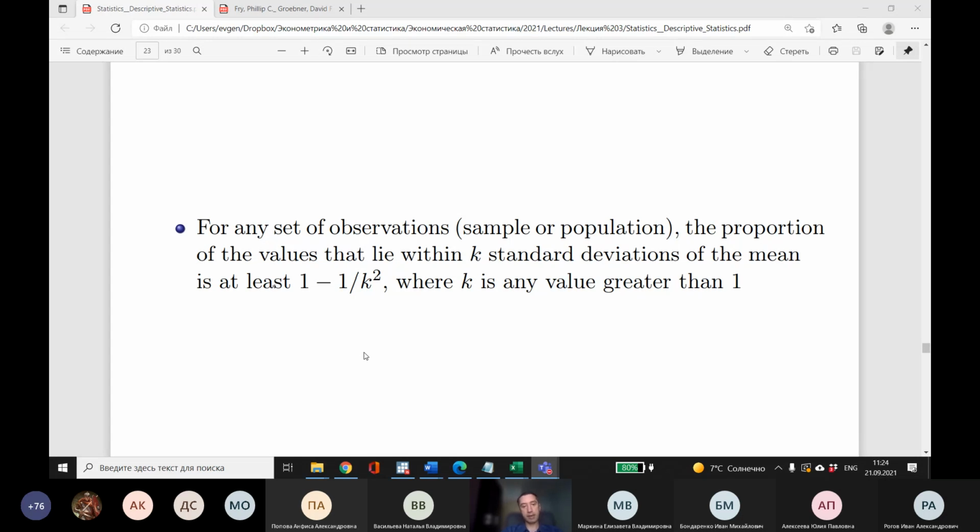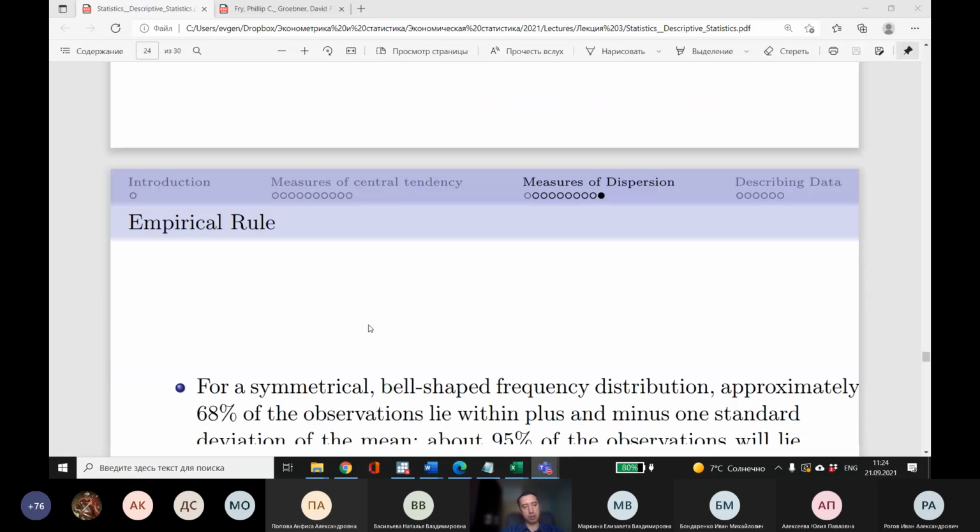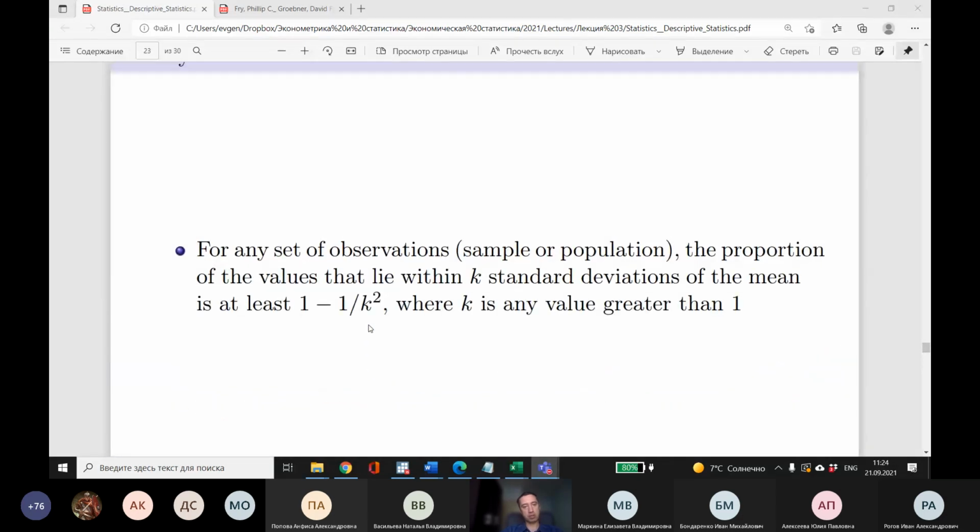Let me note that we cannot say anything about plus minus 1 standard deviation from the mean, because in this case k would be equal to 1 and this formula cannot be applicable. Hence we can only make a conclusion about 2 deviations from the mean, 3 or 4. So that's it about the Chebyshev theorem.